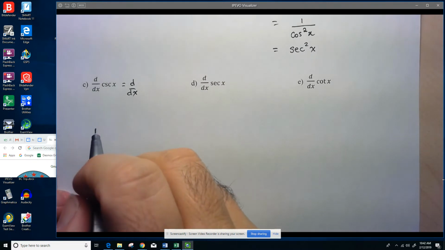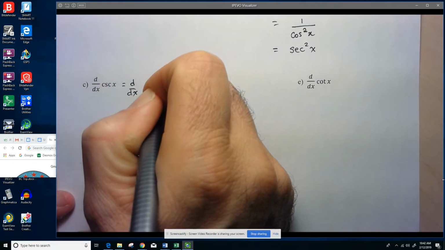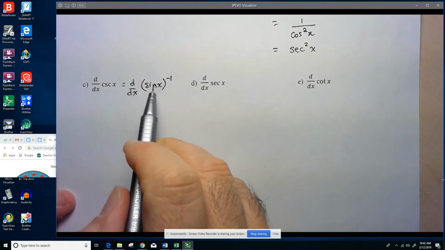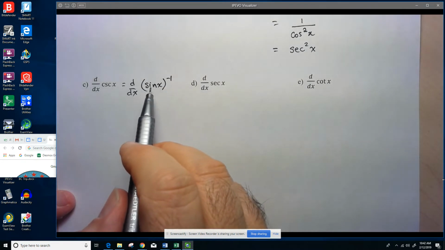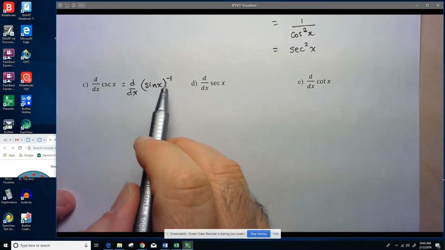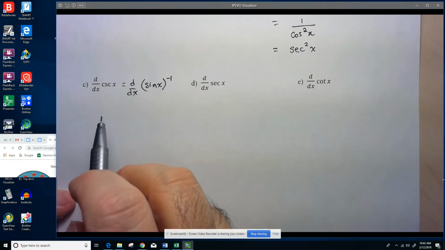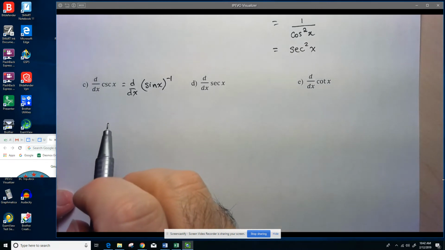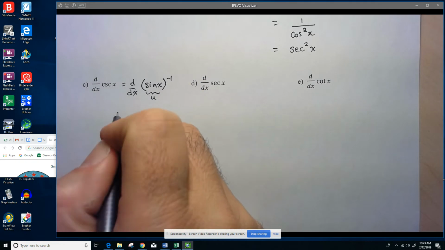But even better than writing it as 1 over sine x, I'm going to write it as sine x to the negative 1. Now notice here how I put the negative 1 on the outside, because I don't want to confuse this for the inverse of sine. I want this to be the reciprocal of sine, so we have to be careful with our notation. The reason why I want to write it in this fashion is because now I can use the chain rule again. This is going to become our u.